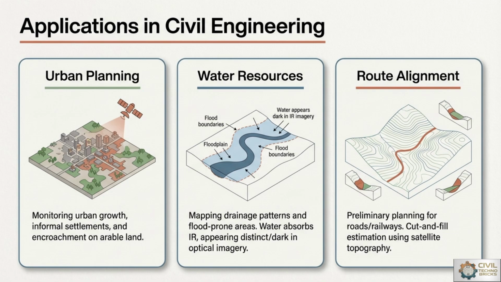From the transportation or route alignment point of view, we can use the technologies for route planning, corridor mapping and construction monitoring, where preliminary planning for roadways or railways is carried out by cutting and filling estimation using satellite topography and digital elevation models.